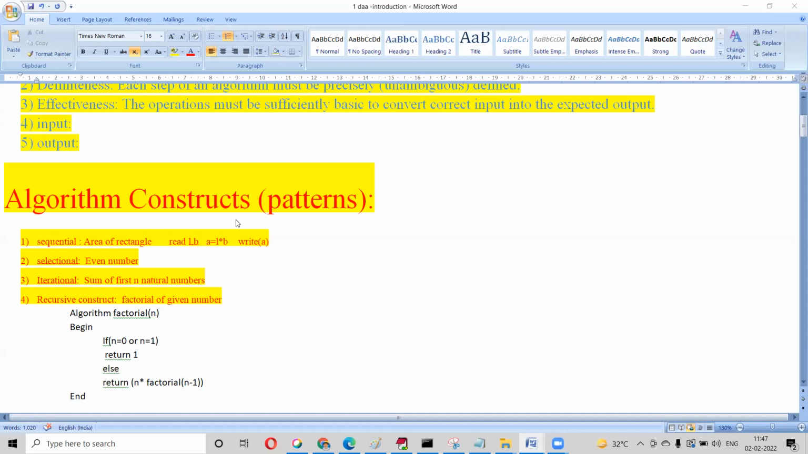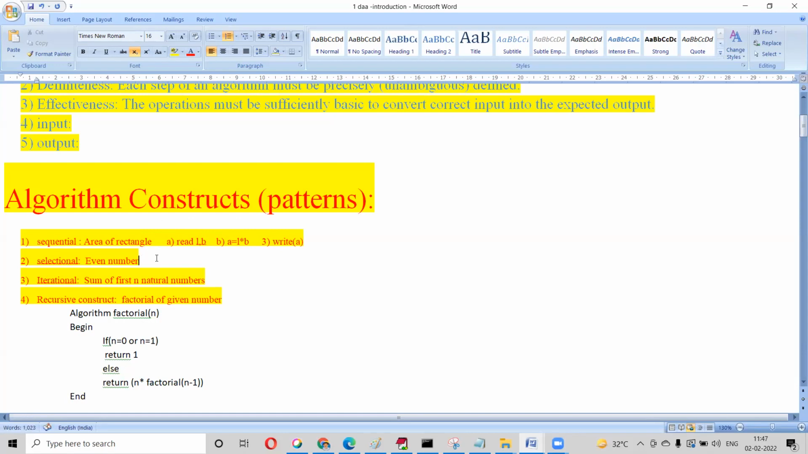Algorithm different constructs, patterns. The first one is sequential, the next one is selectional. In sequential, we are just following some steps. In order to calculate the area of a rectangle, the first step is to read length, breadth. Then you calculate this area. Area is equal to L into B. Then once you get this area, you need to print it. So this is sequential.